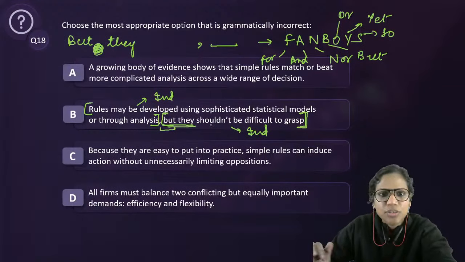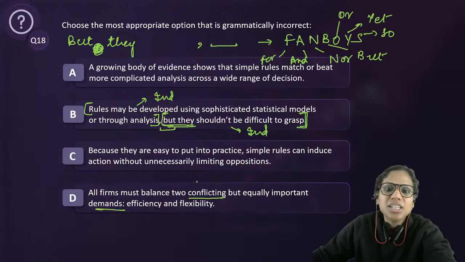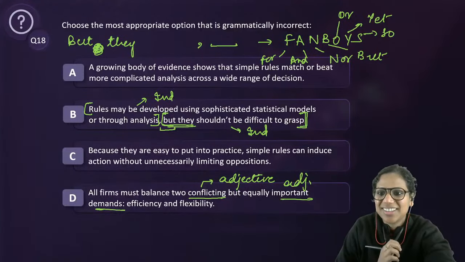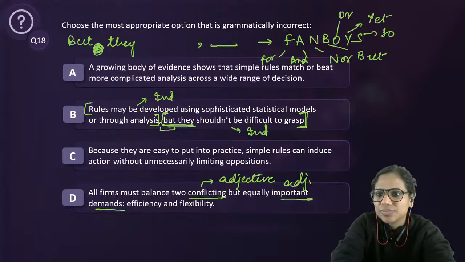Okay. Conflicts or conflicting? Two conflicting demands. See, conflicting is an adjective here. Conflicting and important, both are describing demands. Both are adjectives here, right? Hope this makes sense.